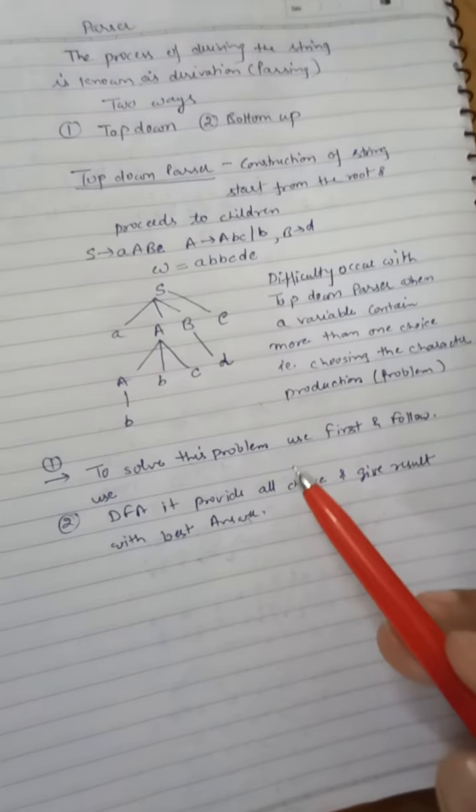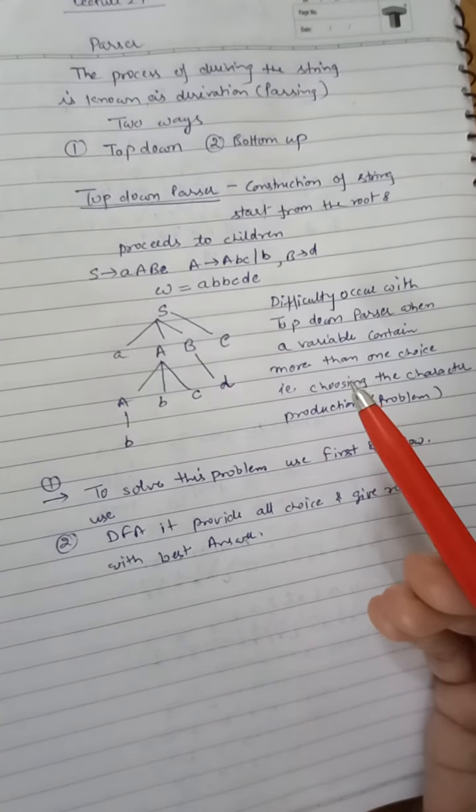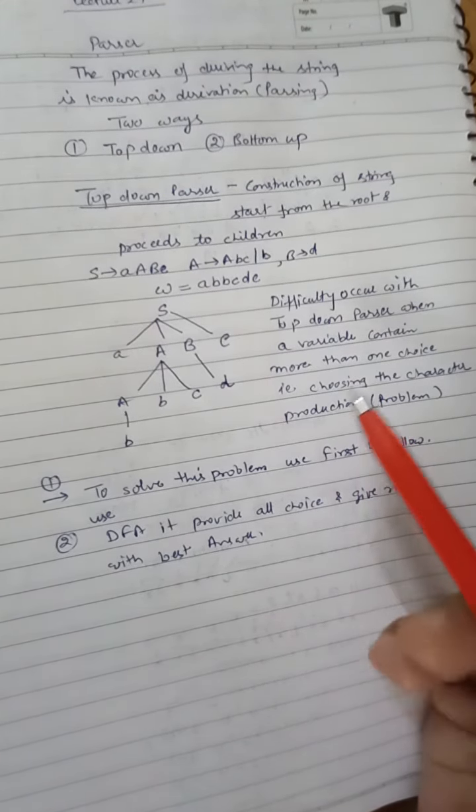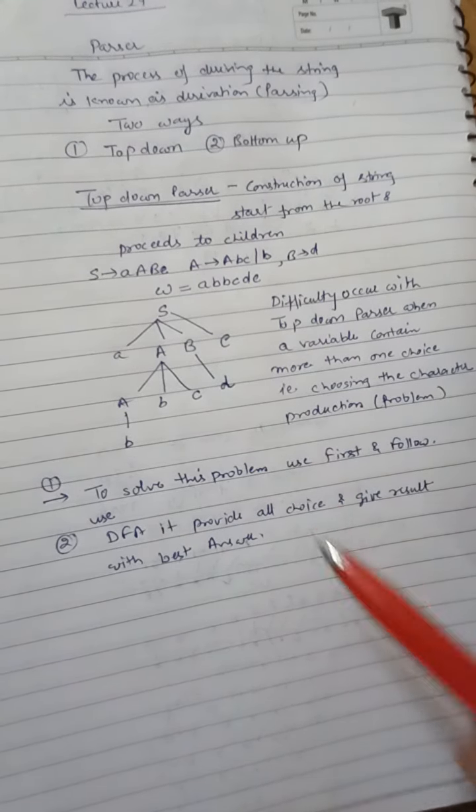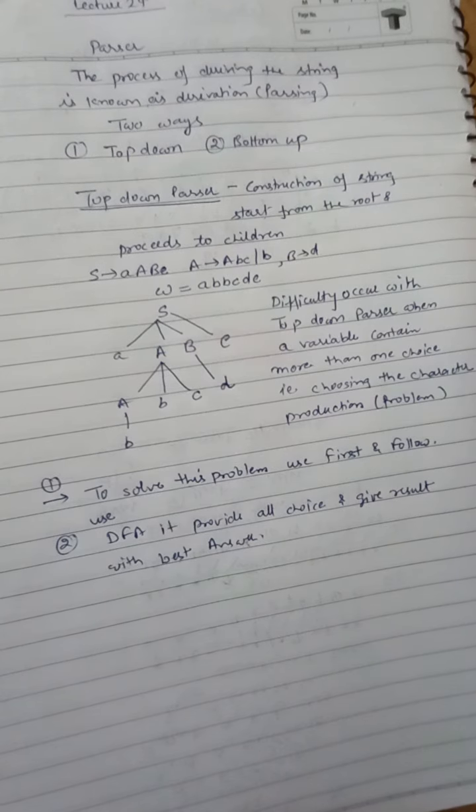So with these two methods, if we solve this problem when a variable contains more than one choice, then we get the solution for this. So this is the function of the top-down parser.